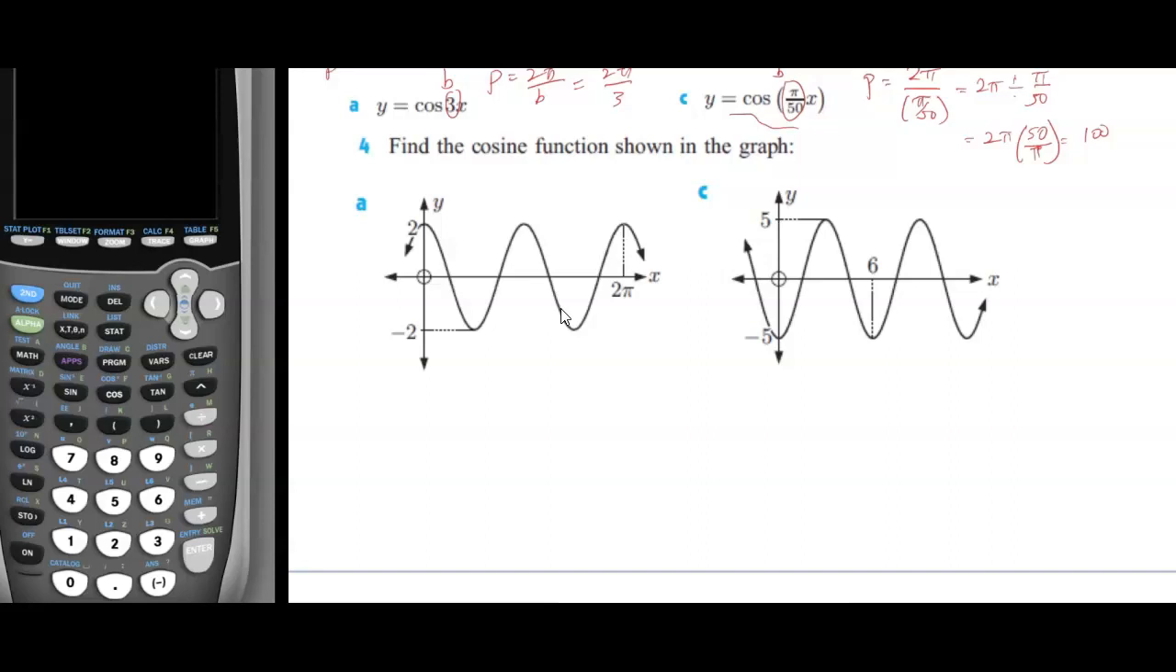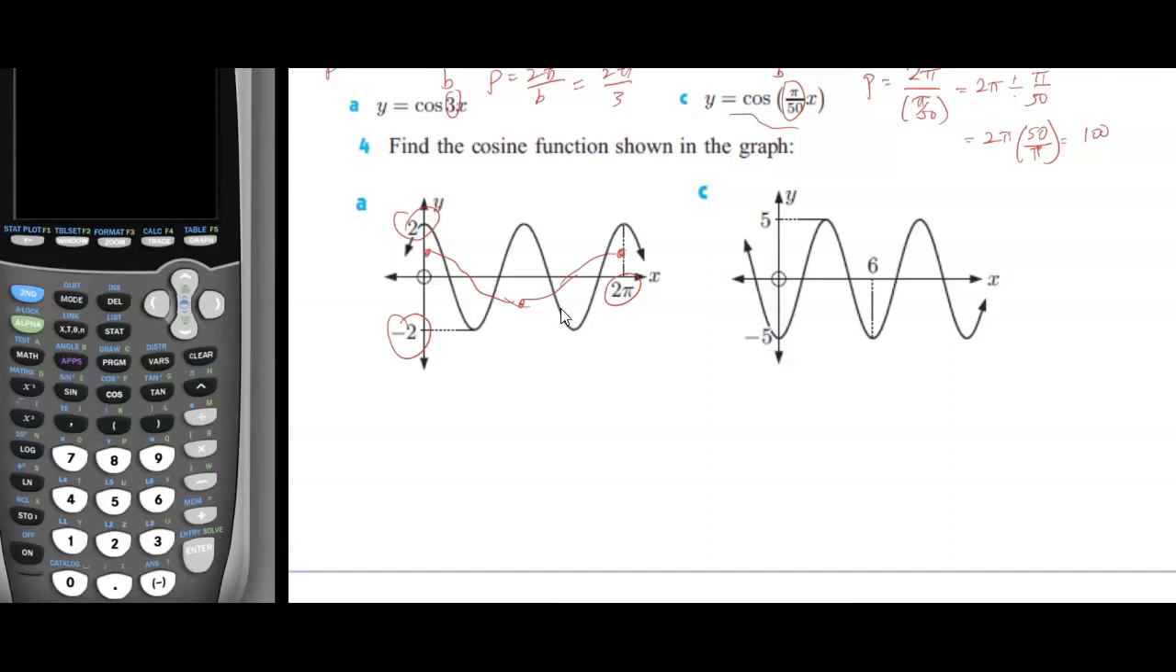Find the cosine functions shown in the graph. In this first one here, let me first draw what the parent function would look like. Here's 2 pi, so the parent function would be 2 pi wide. So I drew a cosine that's 2 pi wide. Oh, but I made it too tall because look, the y-axis has -2 and 2 marked. I want the parent function just -1 to 1. So kind of like that, right?